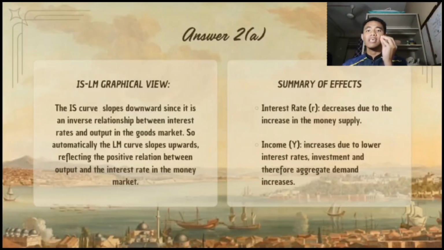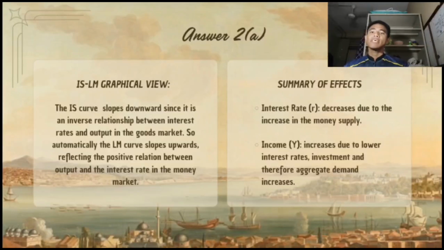From the IS-LM graphical view, we can see that the IS curve slopes downward since there is an inverse relationship between interest rate and output in the goods market. So automatically the LM curve slopes upwards, reflecting the positive relation between output and the interest rate in the money market. Economic implication: an open market purchase by the Federal Reserve represents an expansionary monetary policy.